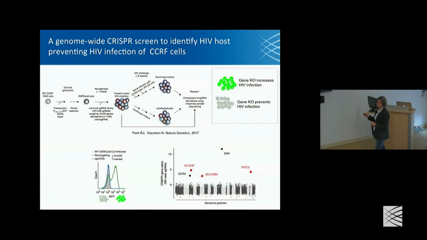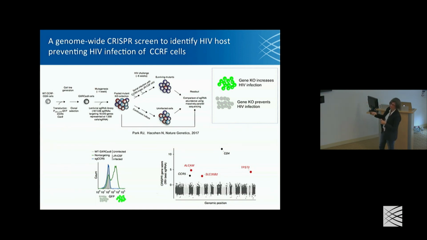So Ryan Park from Nira Cohen lab used this cell model to do a genome-wide CRISPR screen. He used these cells, engineered to express Cas9, and then introduced a genome-wide guide-only library into them. He selected them, and after selection, he split them into two arms. One was infected multiple times, challenged with HIV, and the other was left untreated.